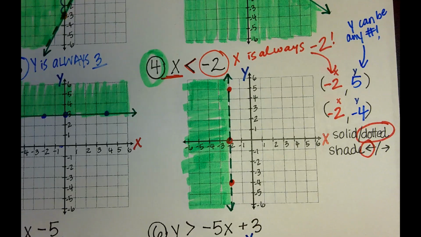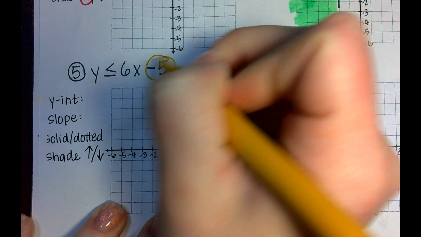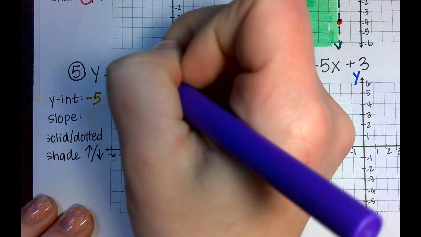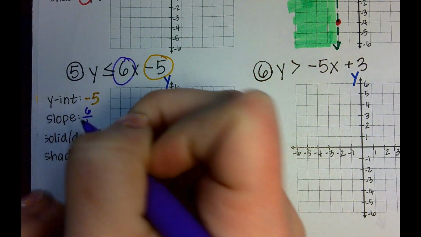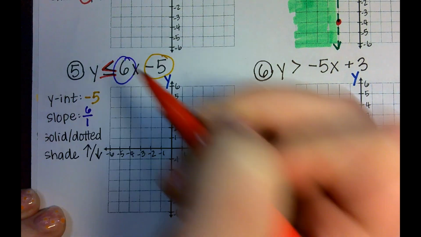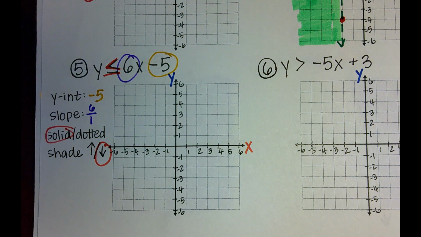Okay. Can we move on to number 5? Okay, let's look at number 5. Now I have y is less than or equal to 6x minus 5. Okay, what's my y-intercept? Good. -5. What's my slope? Good, 6/1. Will I have a solid line or a dotted line? Solid. It's less than or equal to, so it is solid. And then will I shade up or down? Down. Good. Okay, let's graph this one.